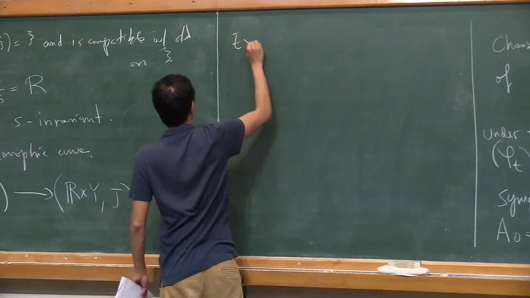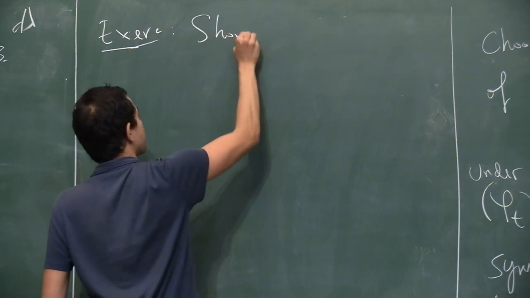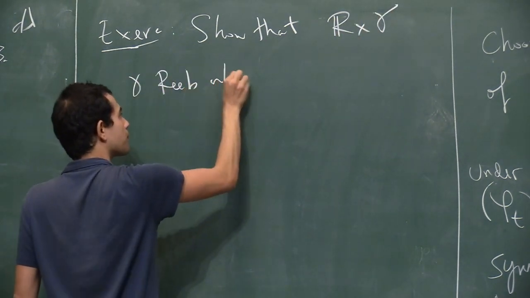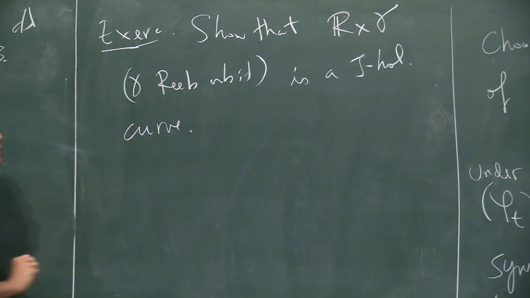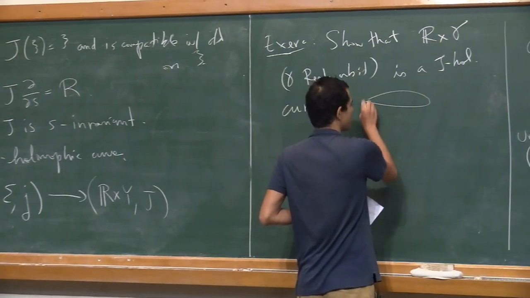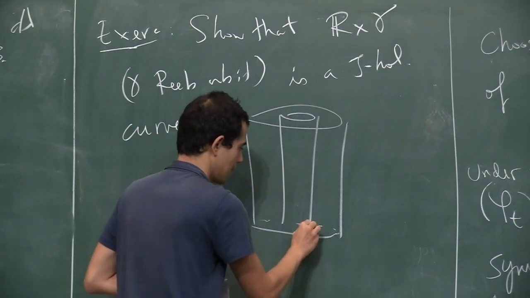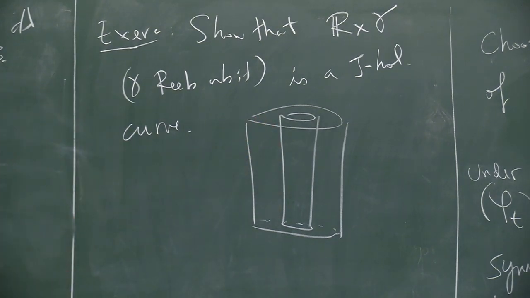An exercise, if you want to make sure you understand what's going on so far, is to show that if you take R times a Reeb orbit, where gamma is a Reeb orbit, this is a J-holomorphic curve. I'm looking at the image of the curve, so you often go back and forth between the curve as a map and the image as a subset of the symplectization. And if the surface is embedded, being J-holomorphic just means that it's an almost complex surface, so J preserves the tangent space.